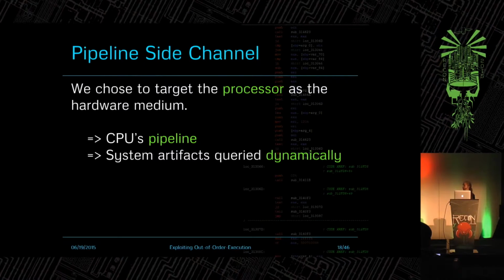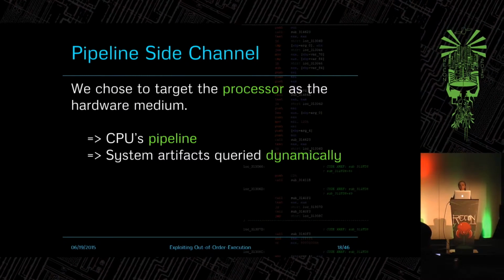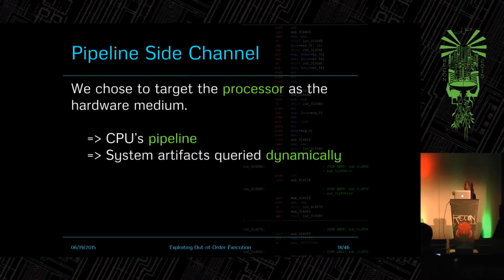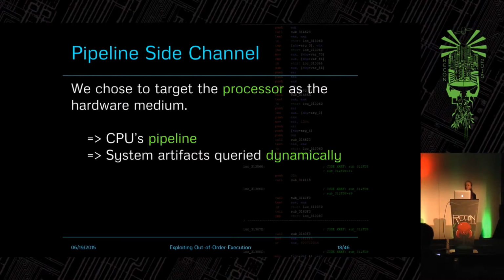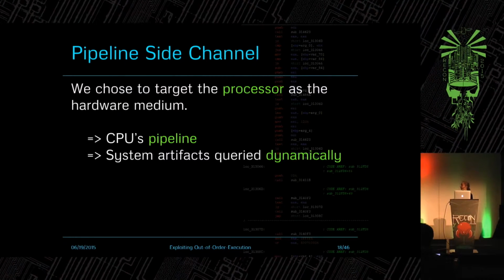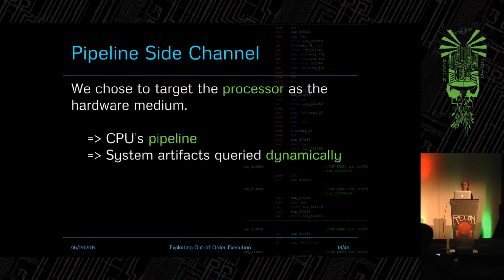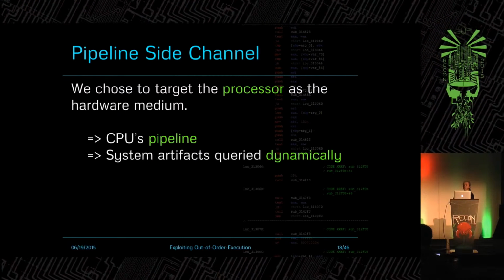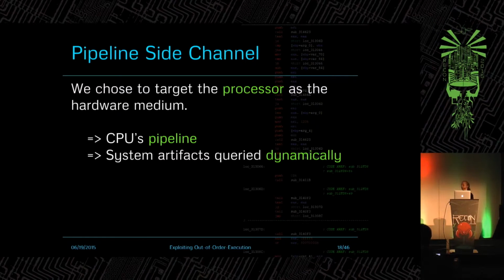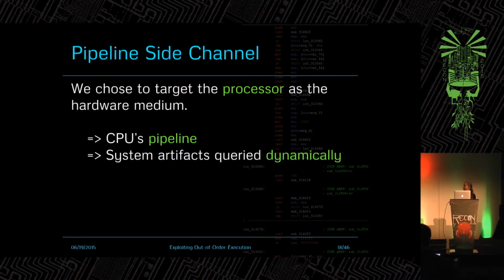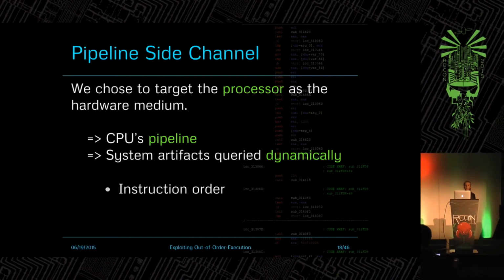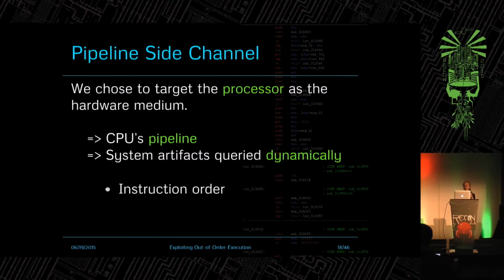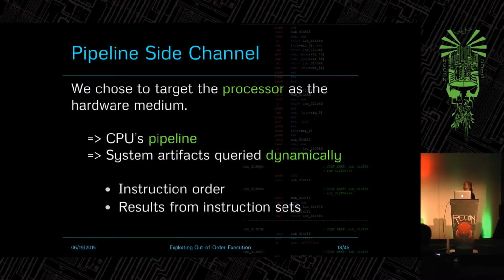So specifically, we chose to target the processor as the medium, and on the processor, the CPU's pipeline. The difficulty associated with the pipeline is that we need to query these artifacts, or these messages that we're forcing, dynamically. There's no really easy way to query the pipeline for a specific state, because if you did that, you'd probably be affecting how the pipeline state is. So all we really can know about the pipeline is the instruction set, or the instruction order we feed it from our processes, and the results from these instruction sets.